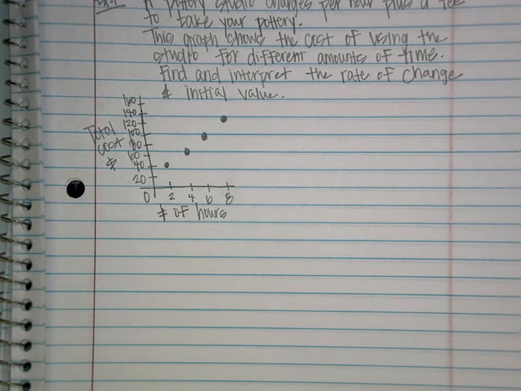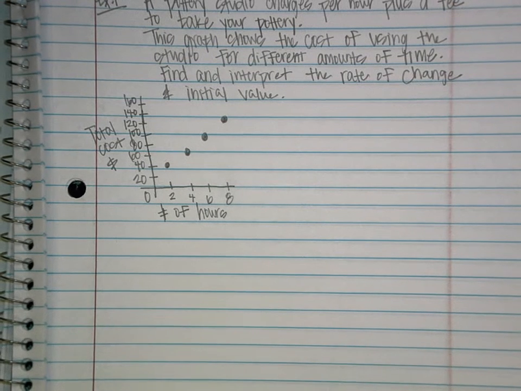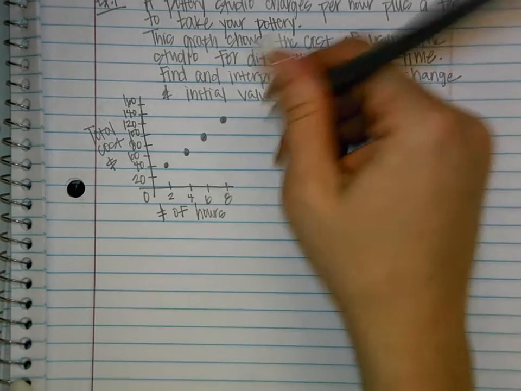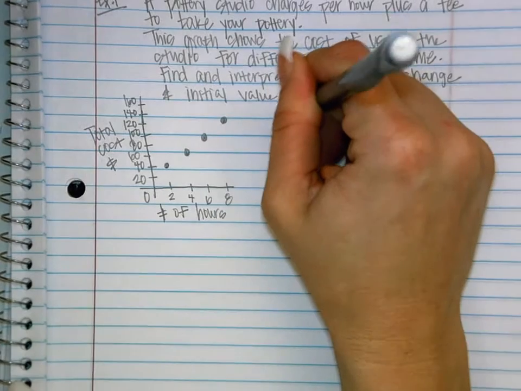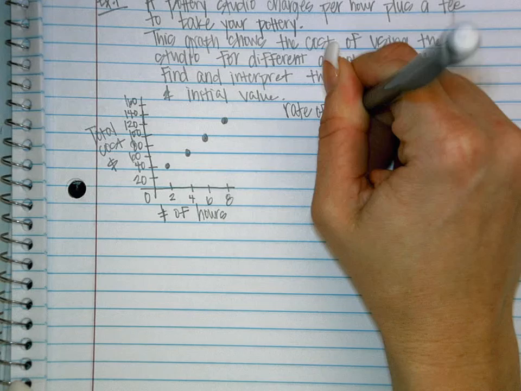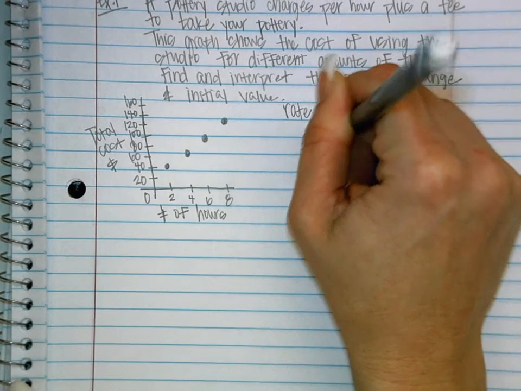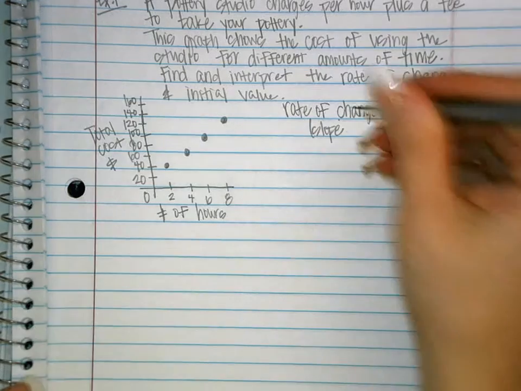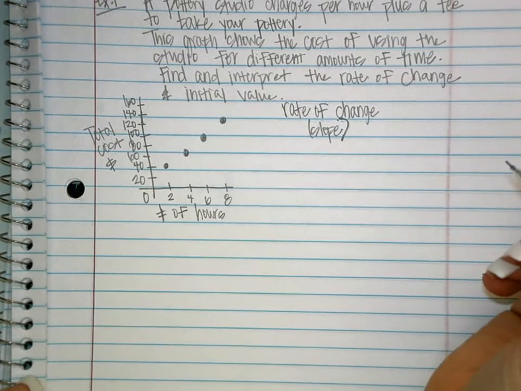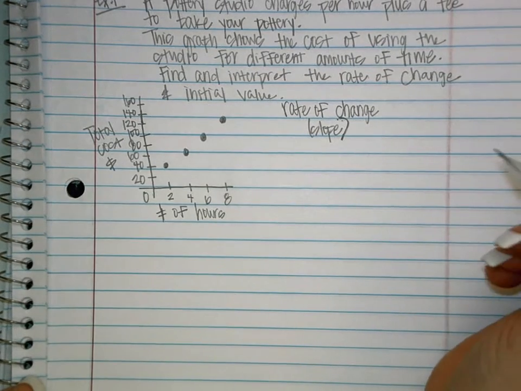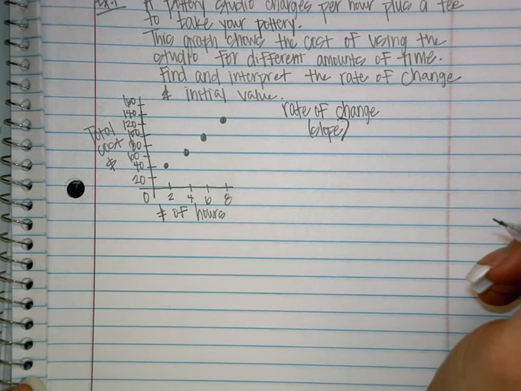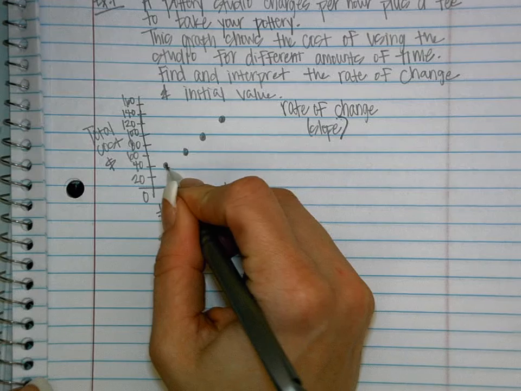So, first let's figure out rate of change. What is another word for rate of change when we're talking about a graph? The slope. How do we find the slope? How do you find the rate of change or slope for something? Slope is rise over run. So how do we get from one point to the next?